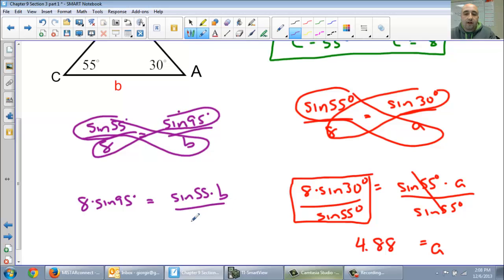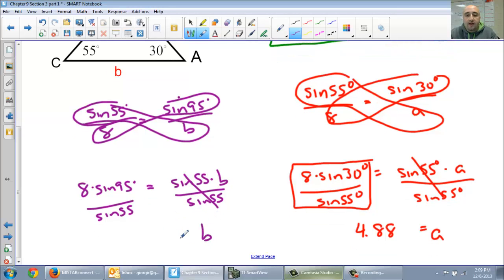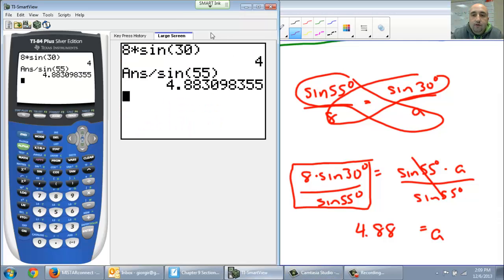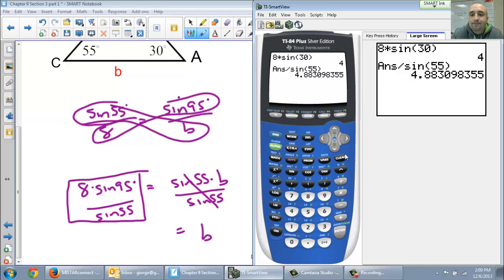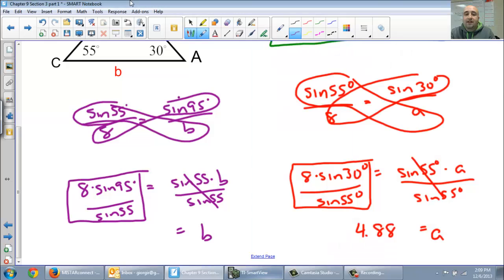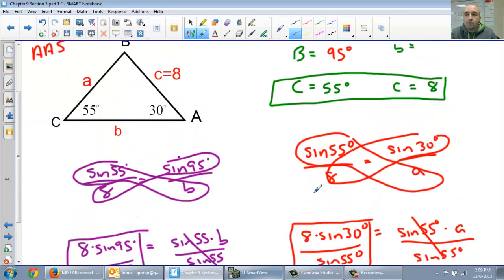And how do I get b by itself? Well, I have to divide by sine of 55 again. Remember, that's 1. So now once again we have a simple calculator problem that you should be able to do pretty easily. Let's do it now, and then we're pretty much done. On top, 8 times sine of 95, enter, divided by sine of 55, enter. I get 9.729, so 9.73. So I go back up to the top.